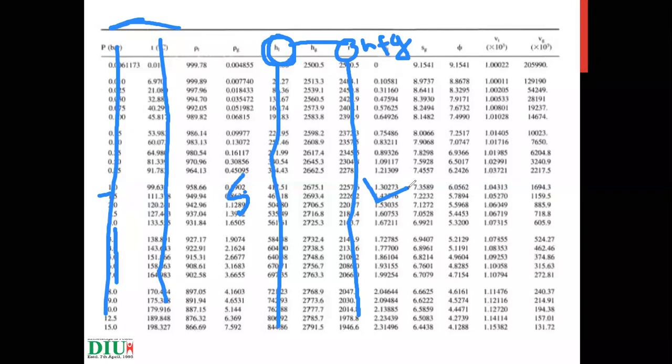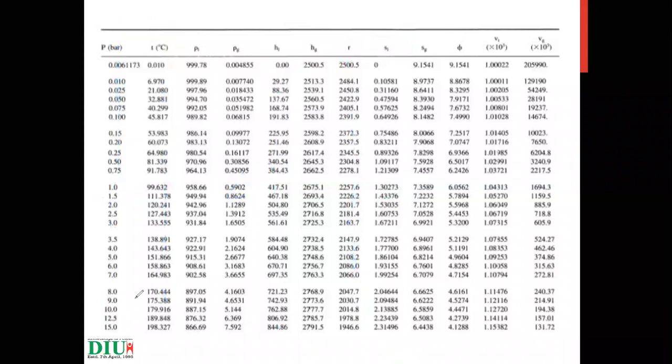So come back to the question: we need sensible heat and latent heat. What was our pressure value in the example? 10 bar. So come to the point, this is 10 bar.